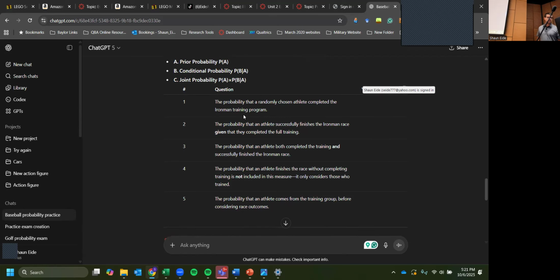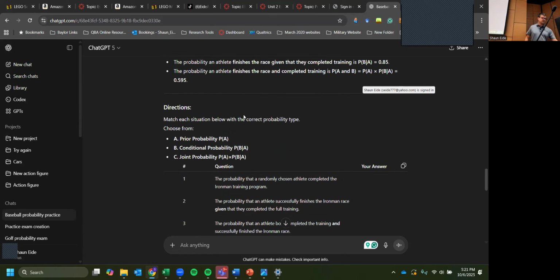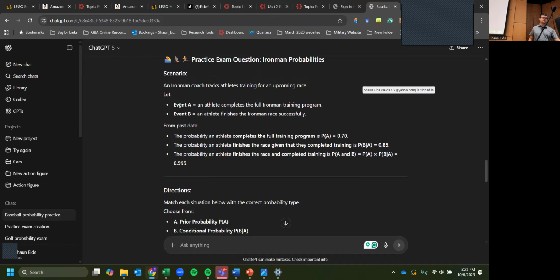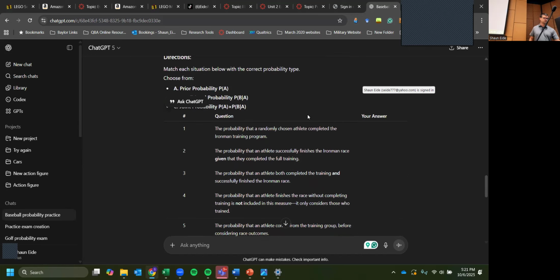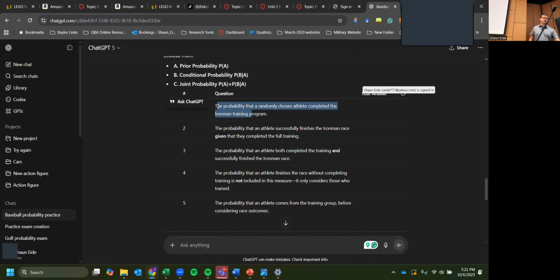There's prior probability, there's conditional probability, there's joint probability. The probability that a randomly chosen athlete completed the Ironman training program: prior. Notice we're looking at 2 possible events. One event is they did the training program. The other event is they completed the Ironman. So this right here is what kind of probability? Prior probability.